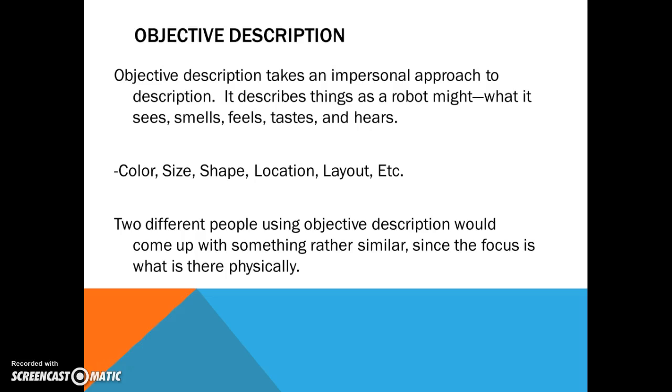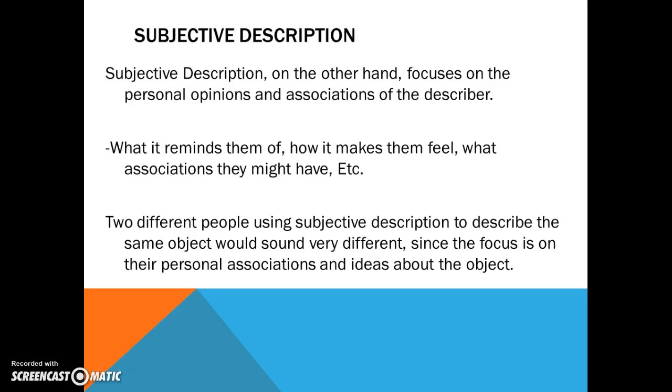So if we have one object and two different people are describing it using only objective description, their description should sound very similar. There shouldn't be a lot of difference in our objective descriptions. That's one way we can describe something.